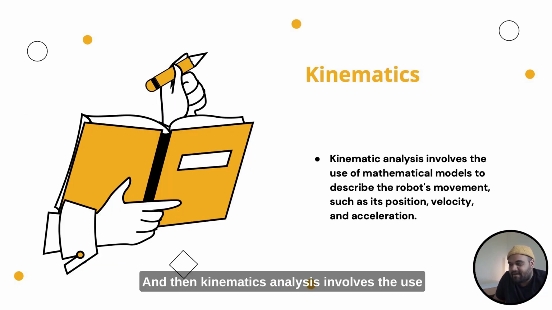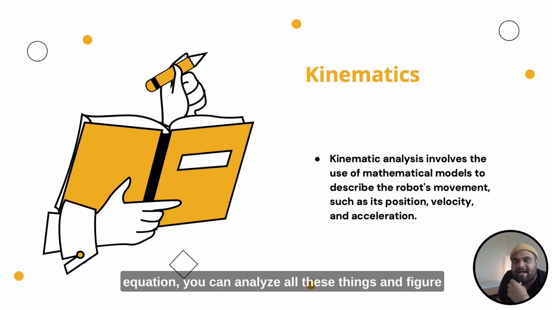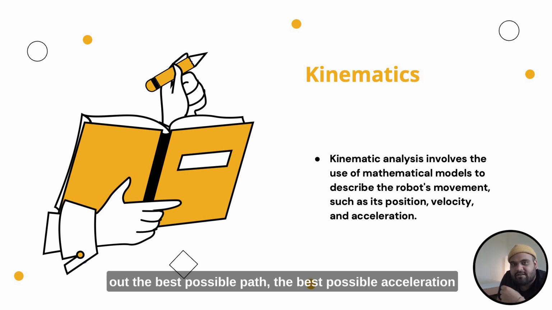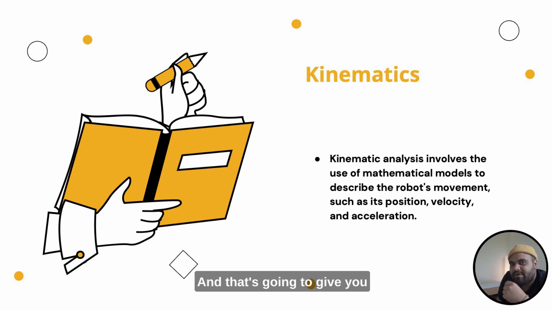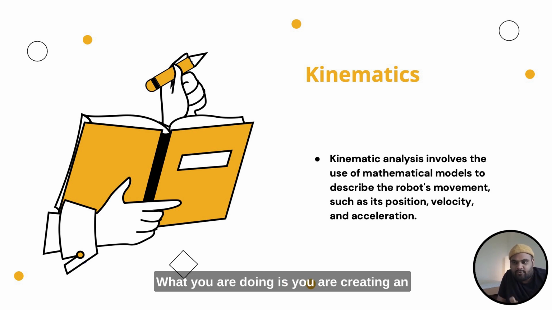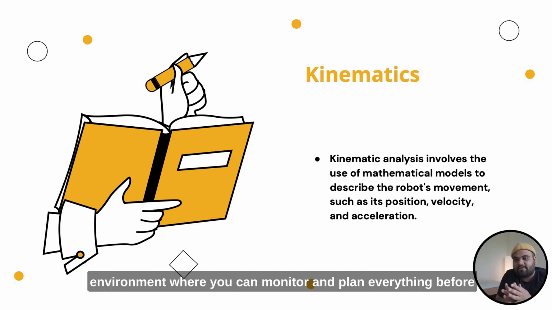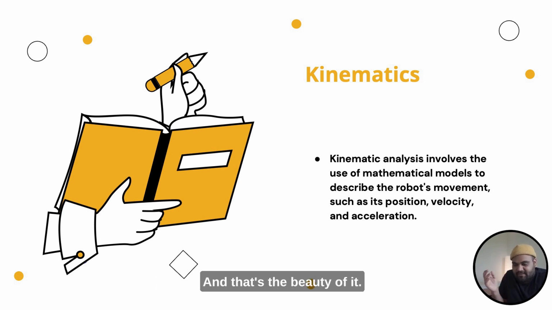And then kinematics analysis involves the use of mathematical models to describe the robot motion, such as position, velocity, and acceleration. Now, since you have everything in terms of an equation, you can analyze all these things and figure out the best possible path, the best possible acceleration, and the best possible motion for a robot. Okay. And that's going to give you an edge over the existing system. What you're doing is creating an environment where you can monitor and plan everything before the robot actually goes out into the market. And that's the beauty of it.